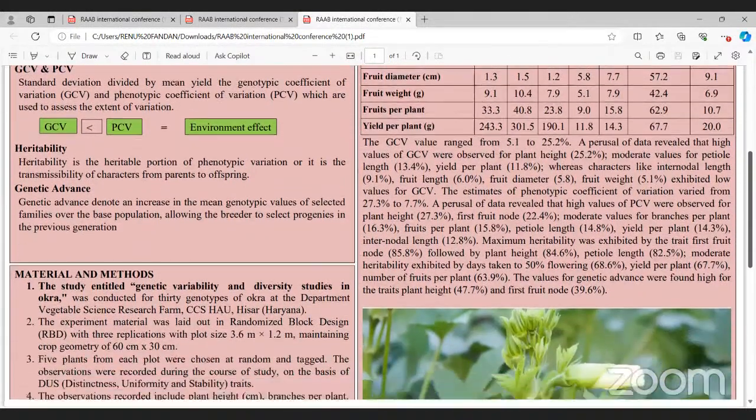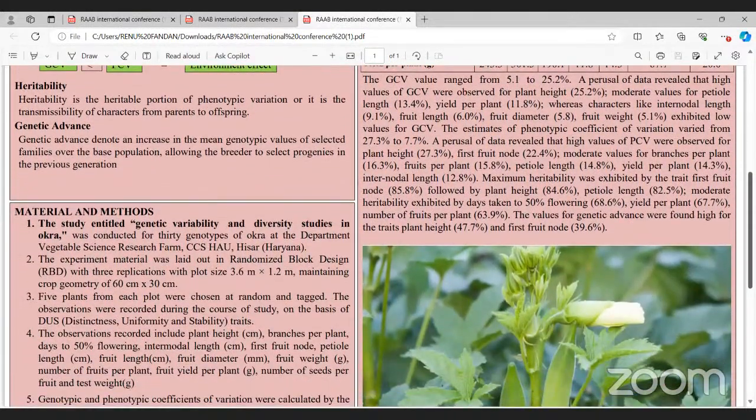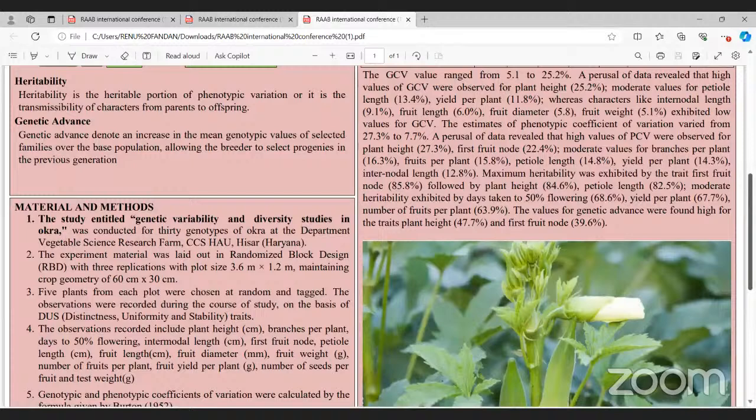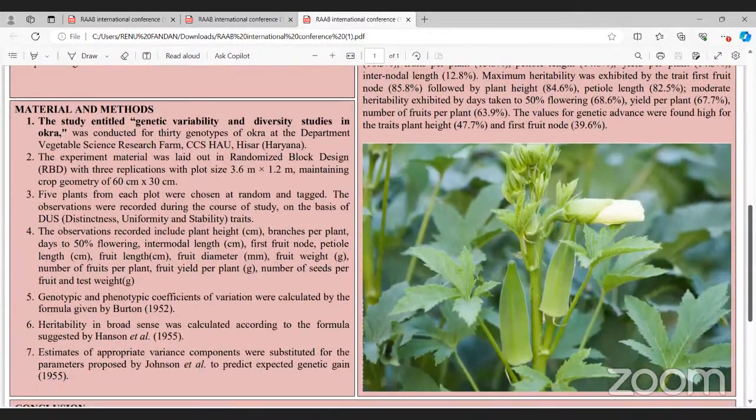Now we have to discuss the material and methods. The experiment is conducted at CCS HAU Hisar Vegetable Science Research Farm. 30 genotypes of okra were taken, and different observations are taken, like plant height, branches per plant, etc. And genotypic and phenotypic coefficient of variation were calculated by the formula given by Burton.